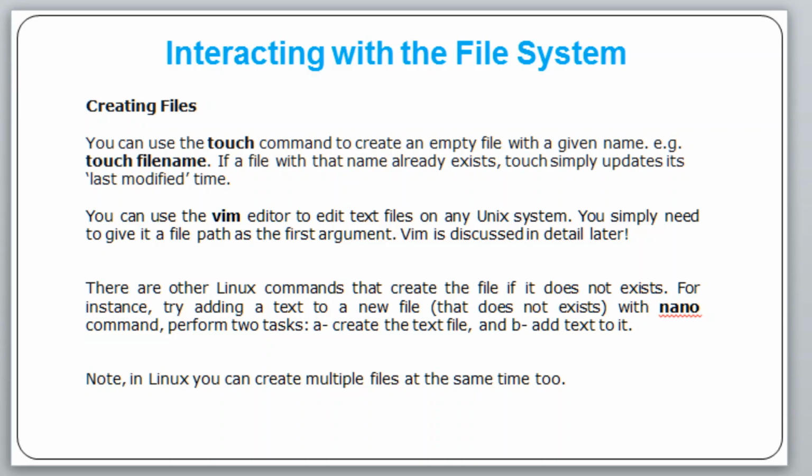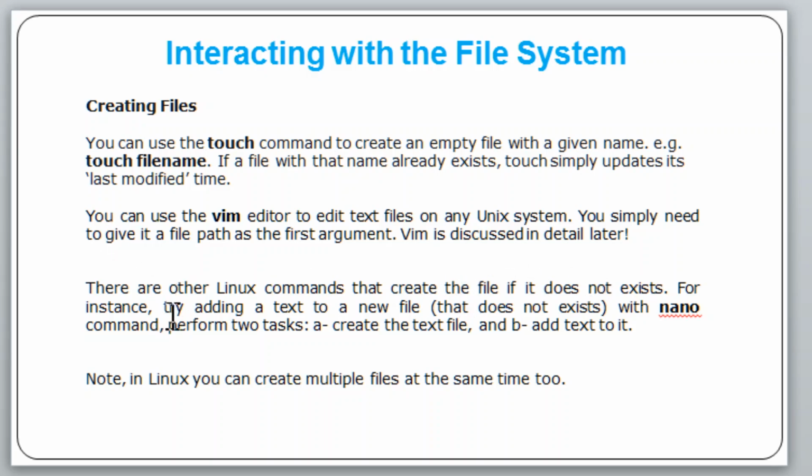We can use the Vim editor to actually edit text or files on the Unix system. You simply need to give it a path as the first argument, and we're going to discuss Vim later in detail. Vim too will go ahead and create files. So let's say we do vim and give the file we want to create. If the file doesn't exist, it's going to create that file for us, open it, and we can start editing it. There are other Linux commands that create the file if it does not exist.